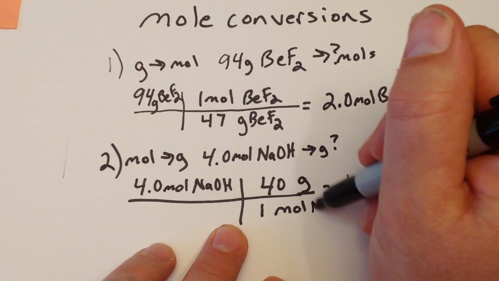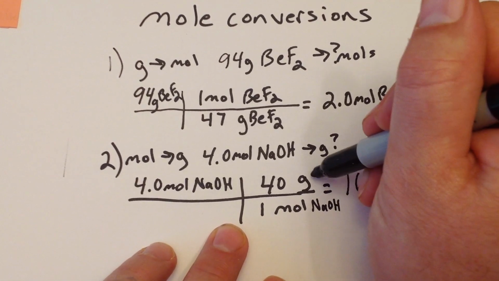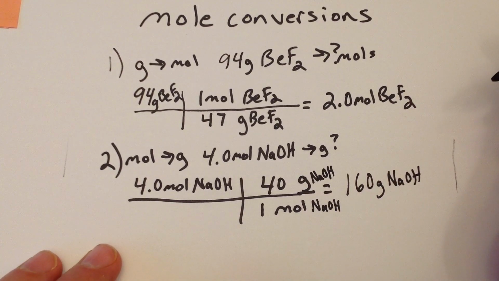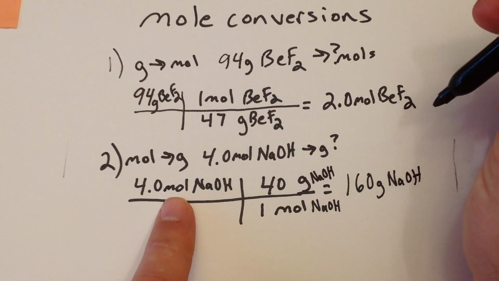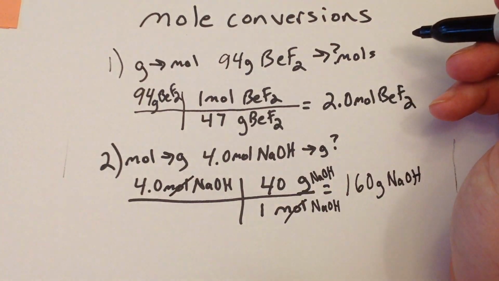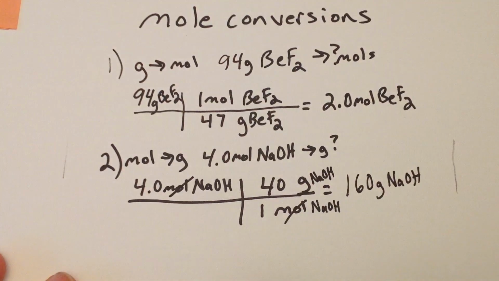It would be better if we wrote sodium hydroxide everywhere so we don't get lost and forget what we've got. So we've got sodium hydroxide. Notice the moles do what? Cancel. You're left with grams. So those are the first 2. Let's continue on.